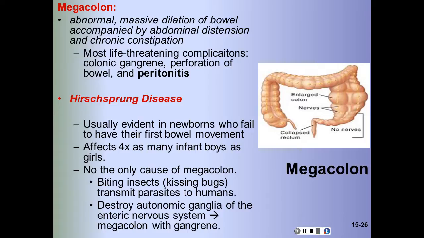Megacolon is an abnormal massive dilation of the bowel, accompanied by abdominal distension and chronic constipation. So here in this particular diagram, you see that it is distended, and of course it's going to cause chronic constipation. It is also accompanied by paralysis of the peristaltic movements of the bowel. Peristaltic refers to the wave-like movements of feces or food along the tract.